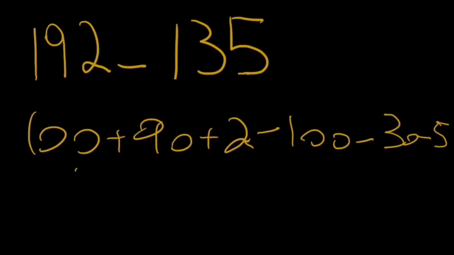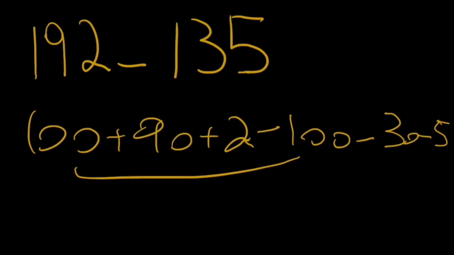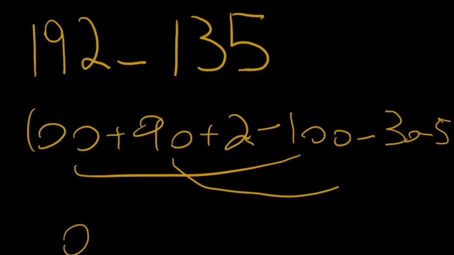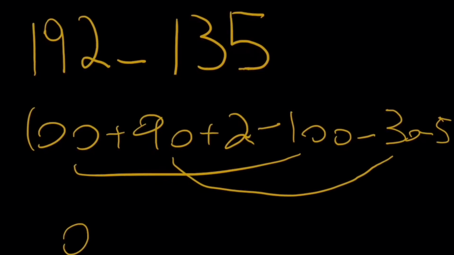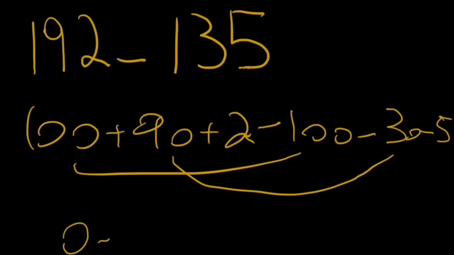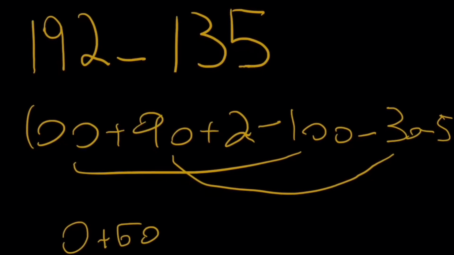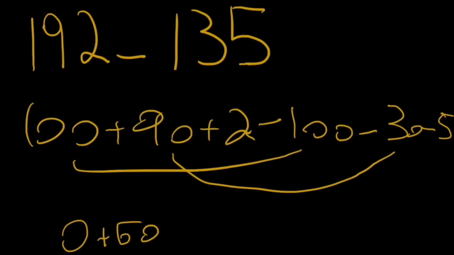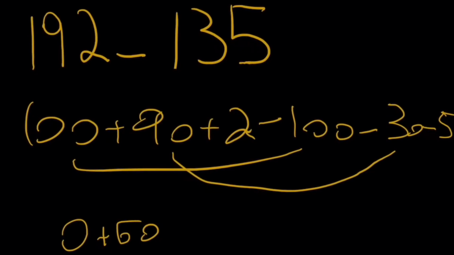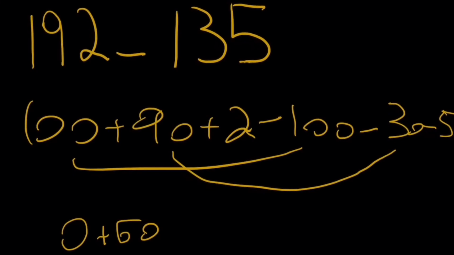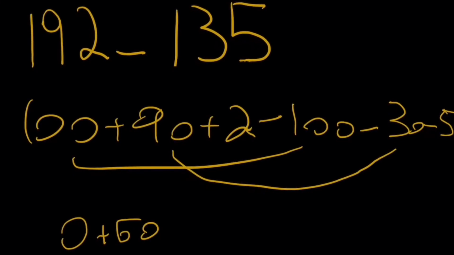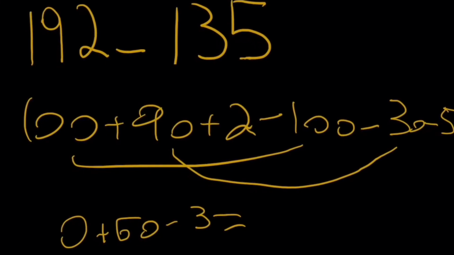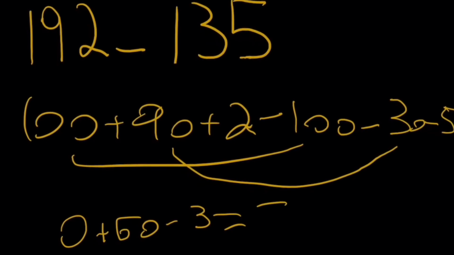So 100 minus 100 will equal 0. And 90 minus 30 will be 60. A positive 60. And then 2 minus 5 will be negative 3. So our final answer will be 57.